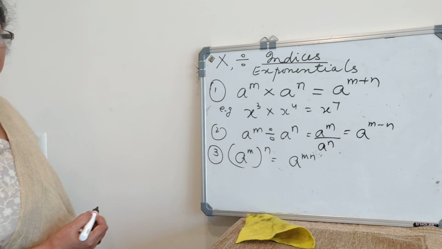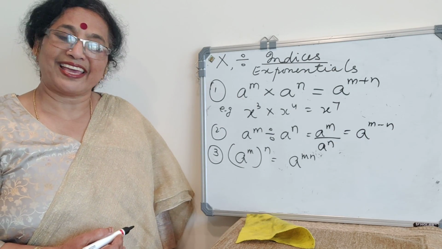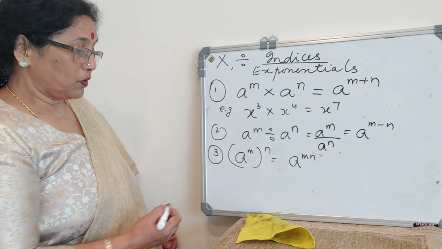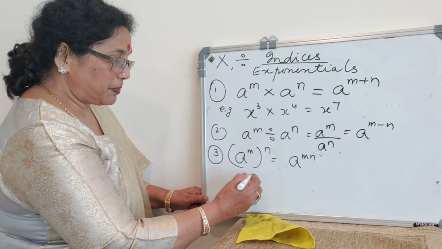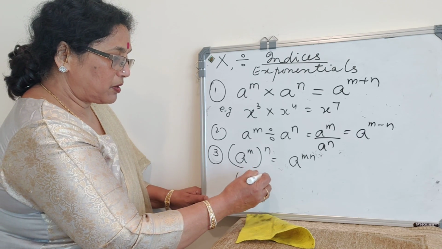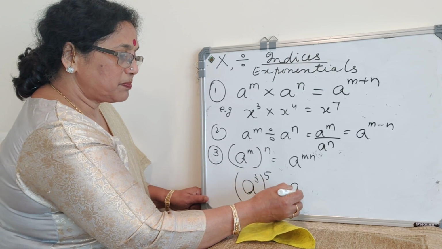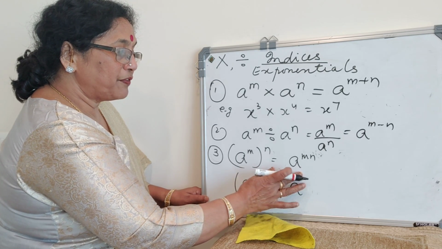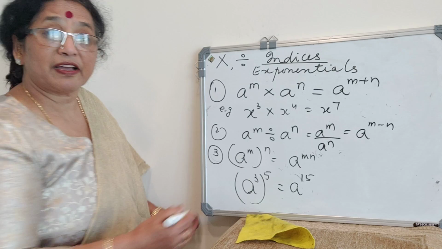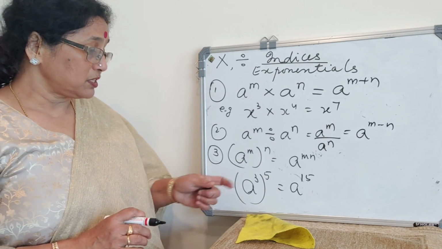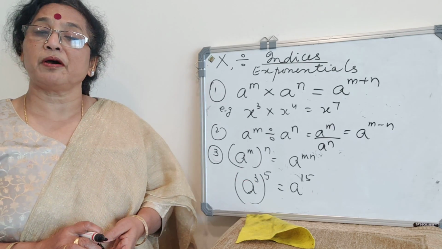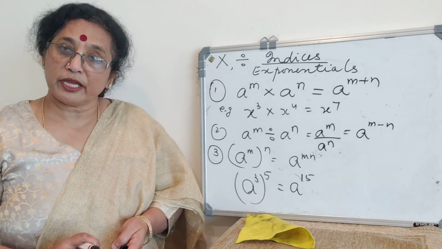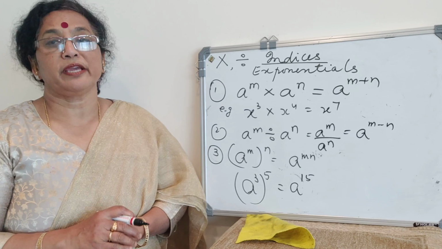A to the power of m raised to the power of n is a to the power of mn. We multiply. When you have a to the power of 3 to the power of 5, it is not a to the power of 8. It is a to the power of 15. 3 5s are 15. What is the meaning of a cube to the power of 5?